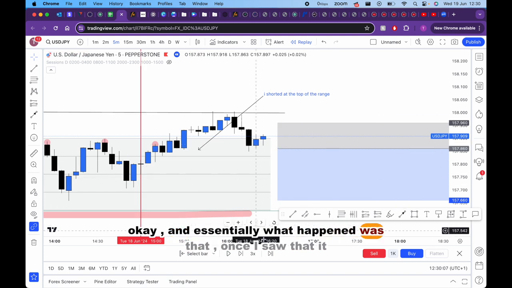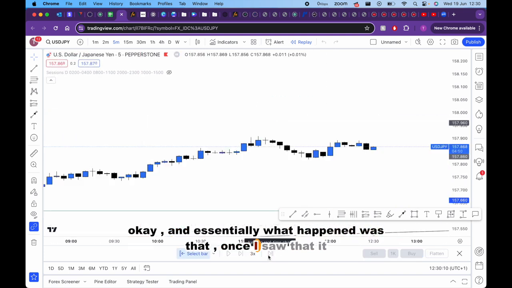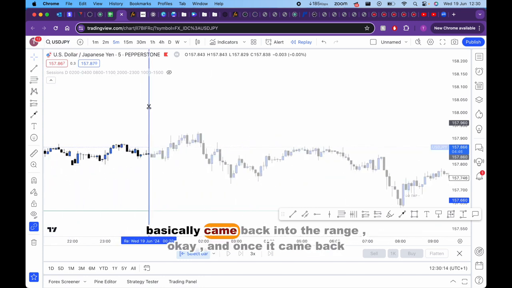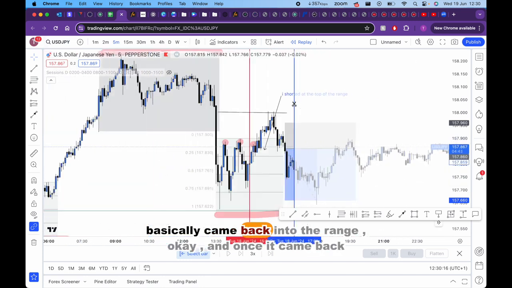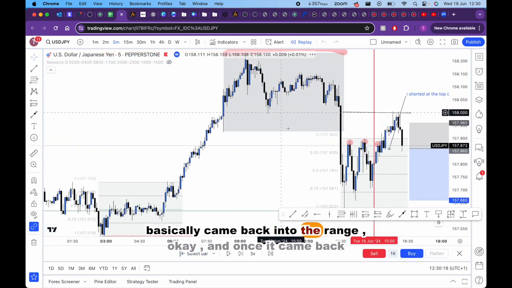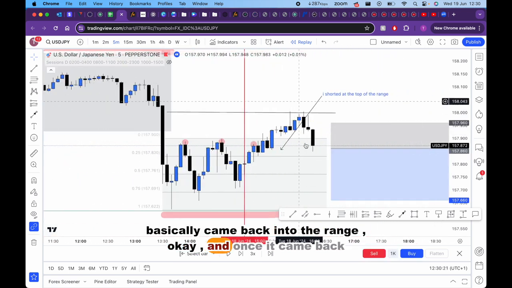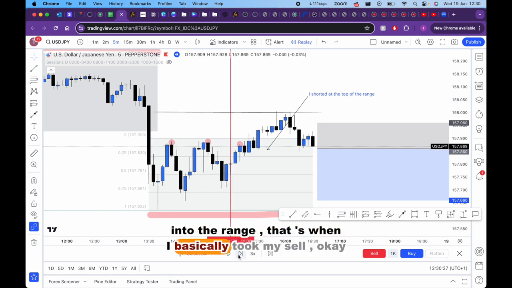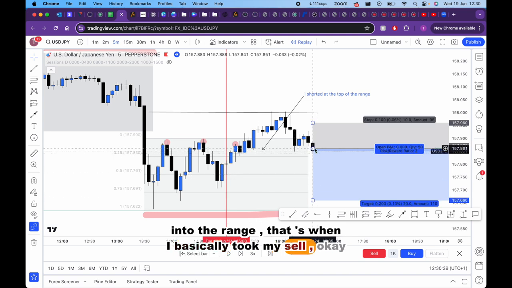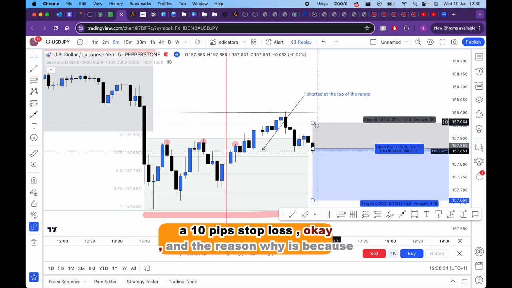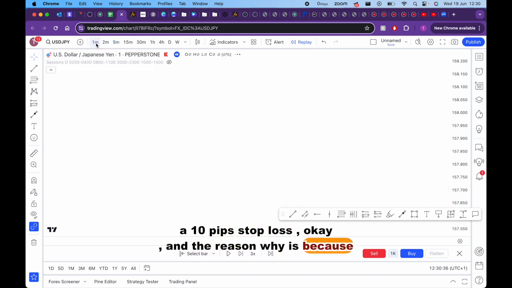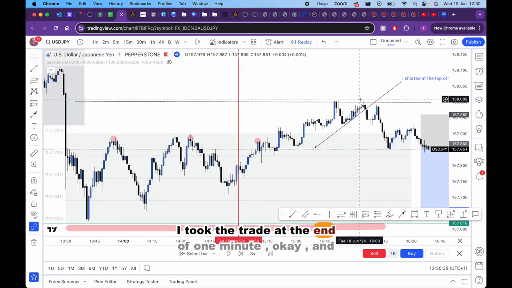Essentially what happened was that once I saw that it basically came back into the range, that's when I took my sell. And when I took my sell, I had a 10 pip stop loss, and the reason why is because I took the trade in the 1 minute.